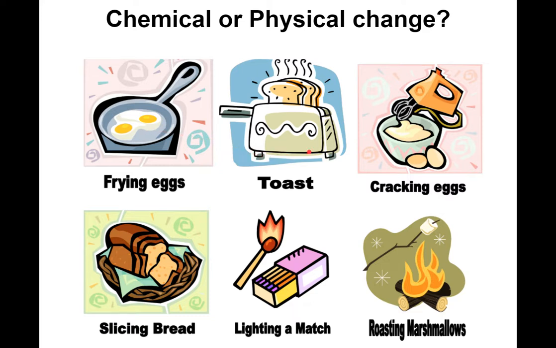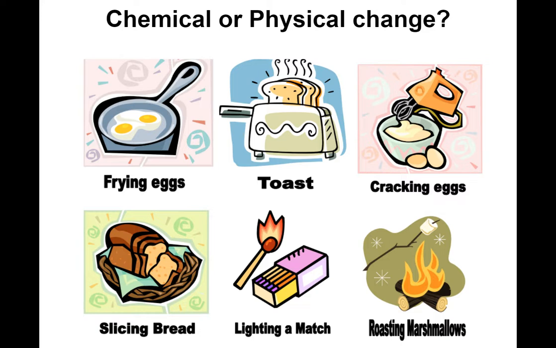Okay, making toast. Well, that's a chemical change. That was one of our examples. There's a change in color from bread colored to toast colored. There's a smell given off that's different. So that's toast. Cracking eggs. What do you think about that?